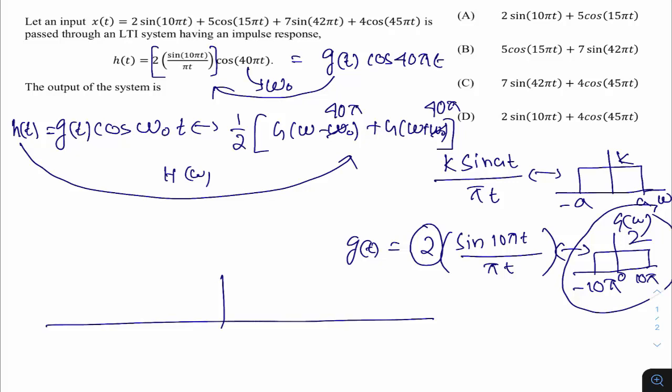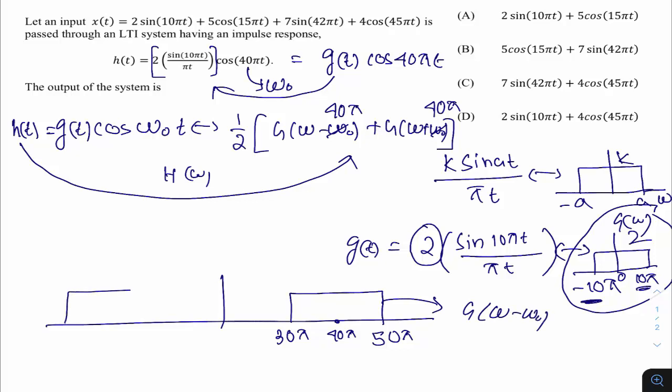If you shift this 40 pi towards the right, because of omega minus 40 pi, which is a delay on the frequency axis, what are the points? 40 minus 10 pi is 30 pi and 40 plus 10 pi is 50 pi. And the center frequency, which is 0, becomes 0 plus 40 pi, that is 40 pi. In the same way, for g of omega plus omega naught, you will again get a rectangle on the negative real axis. This point will be minus 50 pi, this point minus 40 pi, and this point minus 30 pi.